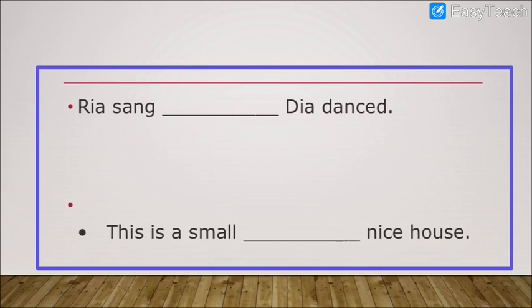They both are having almost the same ideas. They both are entertaining the people, one by singing and one by dancing. So there is no question of but. Here we have to use and, A-N-D, and. Riya sang and Diya danced.